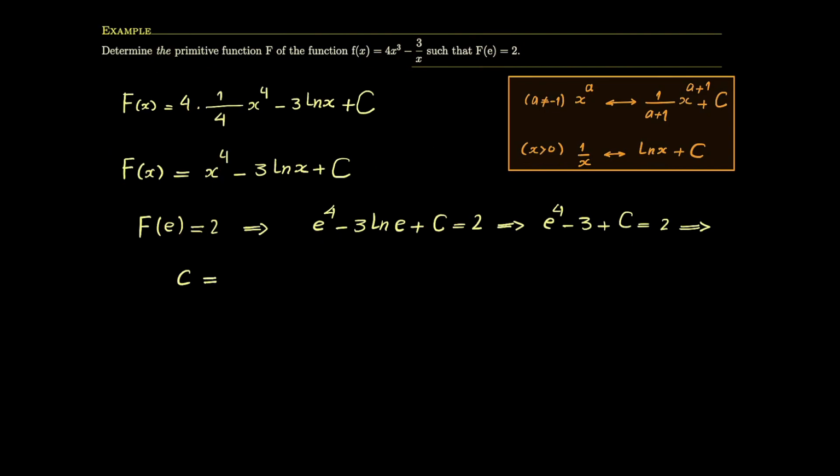So I isolate c on the left by moving other terms to the right. Minus 3 goes to the right, it becomes positive 3, so it becomes positive 5. And then I have minus e to the power of 4. But what I expect you to write as the answer is the whole answer. So you need to write capital F of x is equal to, you just copy and paste this part, but instead of capital C, you put this number in. Yes? So then it becomes x to the power of 4 minus 3 ln of x, and then I have plus 5 minus e to the 4th.